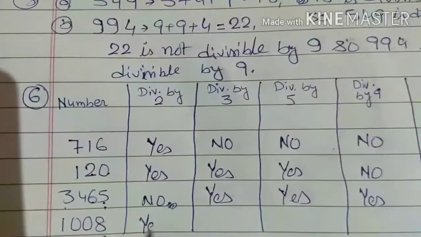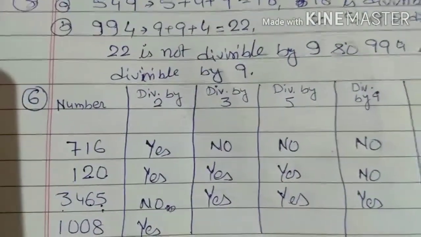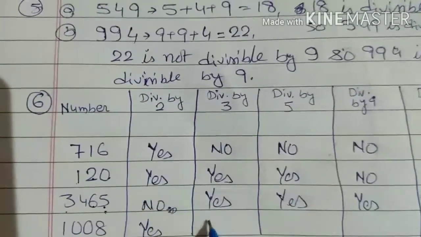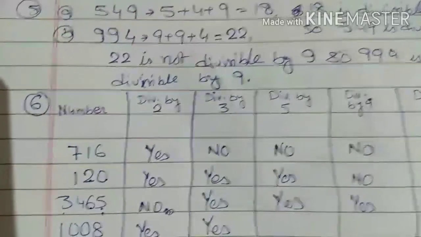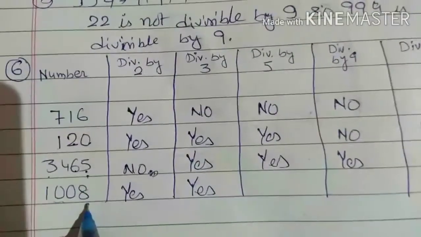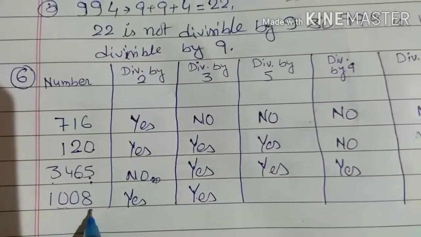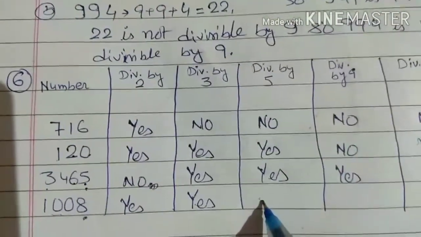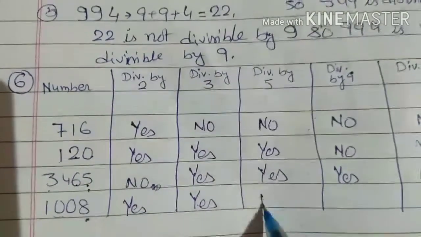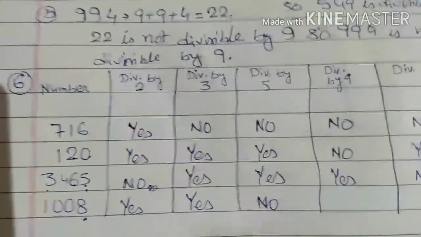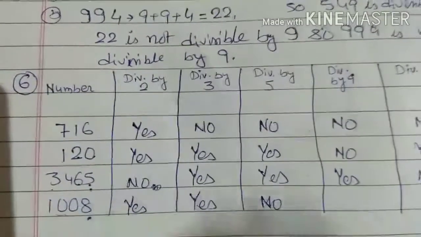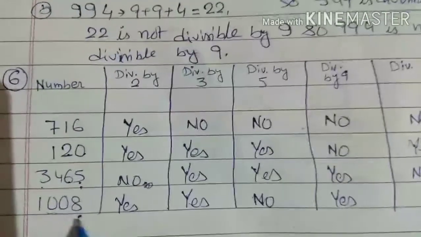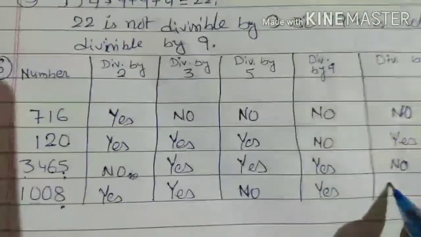Its ones place is 8. So this is divisible by 2. 8 plus 1 is equal to 9. 9 is divisible by 3. So this number is divisible by 3. Its ones place is 8, neither 5 nor 0. So this is also not divisible by 5. 8 plus 1 is equal to 9. 9 is divisible by 9. So this is divisible by 9. Its ones place is not 0. So this is not divisible by 10.